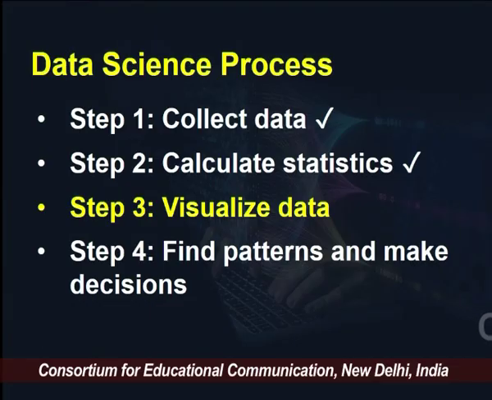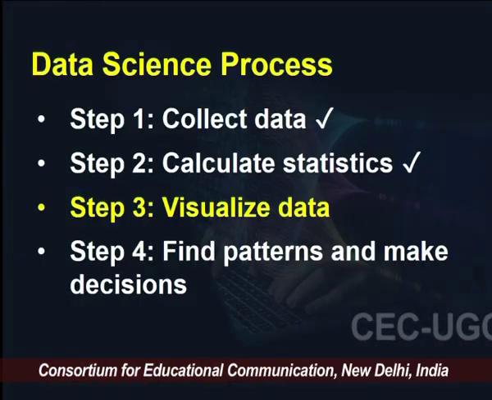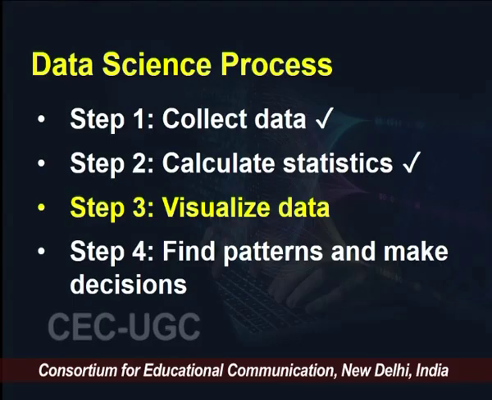Now, let's quickly understand our data science process as we have laid out in the previous modules. Step 1, as we remember, was collecting data. We learned in our previous modules that we can use different methods and ways to collect data. The next step was to calculate statistics. We learned what mean, median and averages are and how we can use them to describe our data. Now we are in step 3 where we are going to visualize data, and after visualization comes the important step in the process of data science, which is to find patterns and make informed decisions.